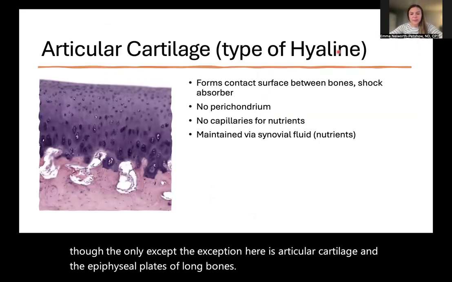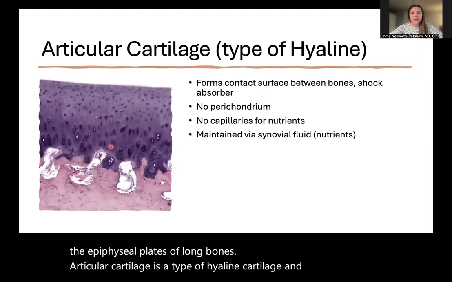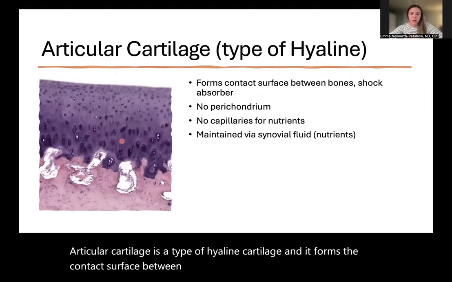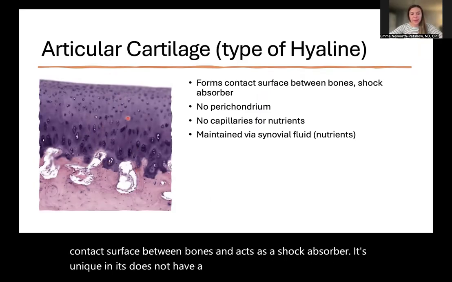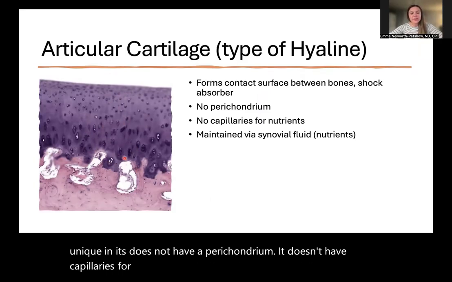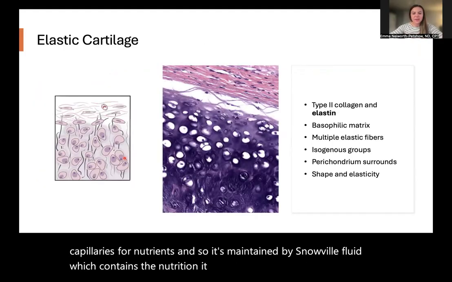Articular cartilage is a type of hyaline cartilage, and it forms the contact surface between bones and acts as a shock absorber. It's unique in that it does not have a perichondrium, it doesn't have capillaries for nutrients, and so it's maintained by synovial fluid, which contains the nutrition it needs.